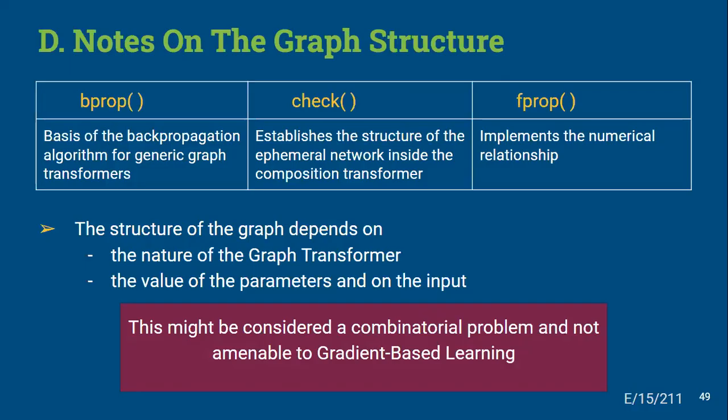Notes on the graph structure. Now you have a basic idea of the VPOP, check, and FROP methods. The structure of the graph depends on the nature of the graph transformer and the value of the parameters on the input. This might be considered a combinatorial problem and not amenable to gradient-based learning. But the solution to this problem is to generate a large graph that contains the graph candidates as subgraphs.